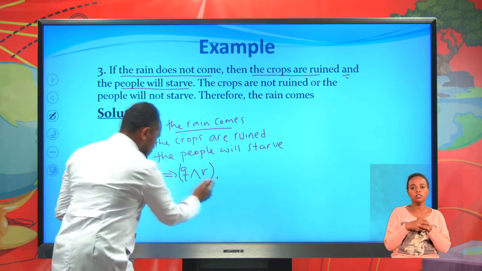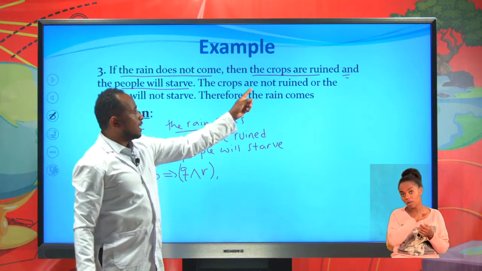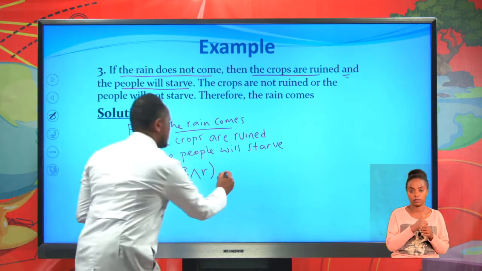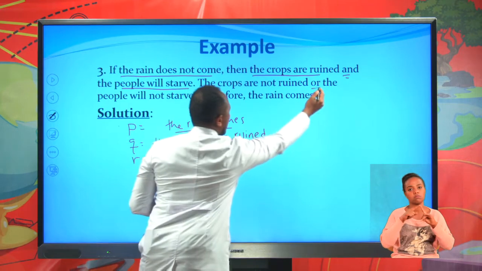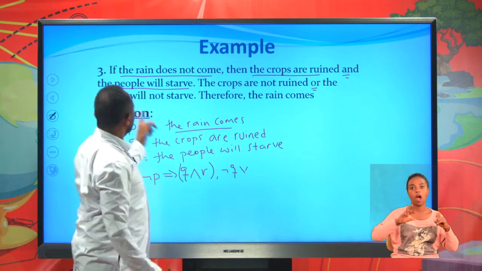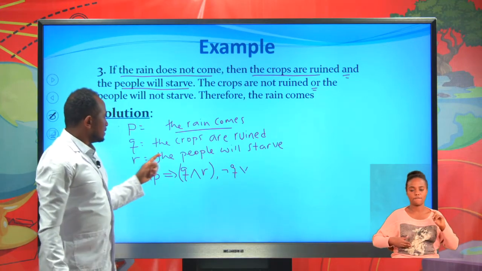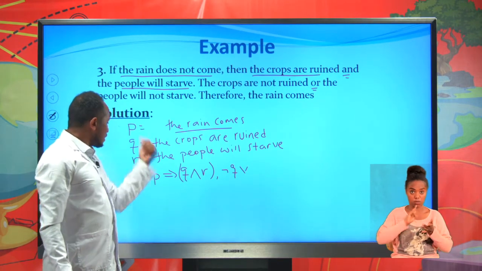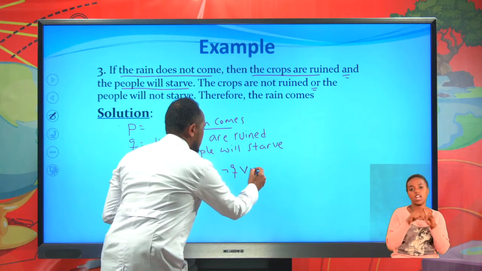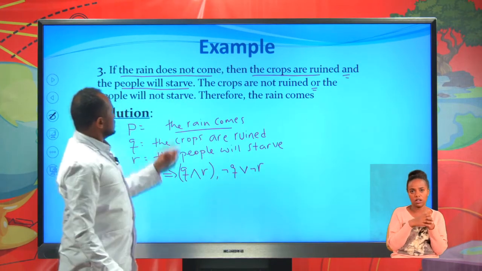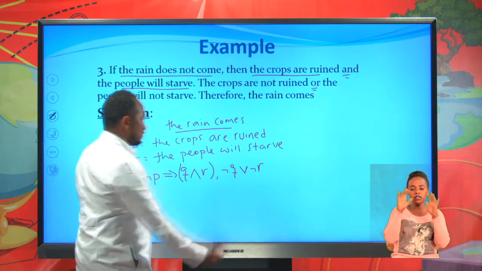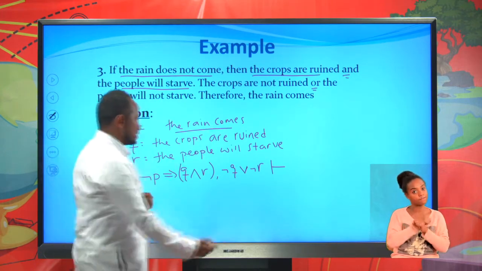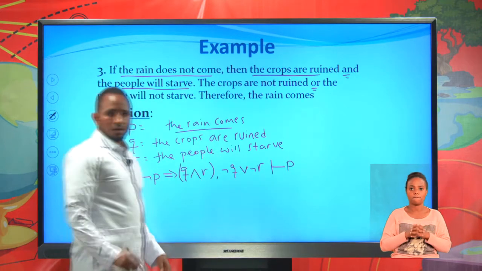Okay, this is one premise. Second one, the crops are not ruined. The crops are not ruined is negation of Q, or the people will not starve. R is the people will starve, so the people will not starve is negation of R. Therefore is a conclusion. Therefore the rain comes. The rain comes is this P. Okay, this is the argument form.